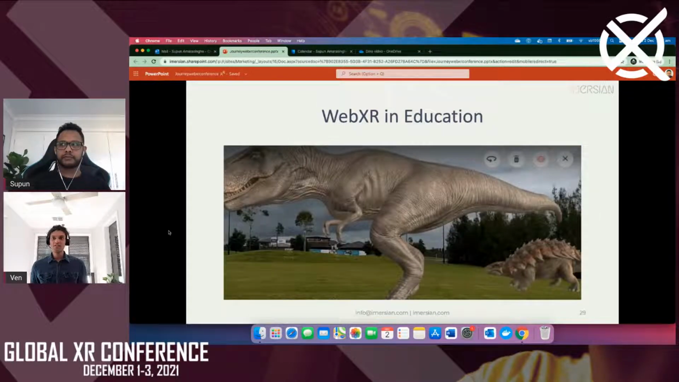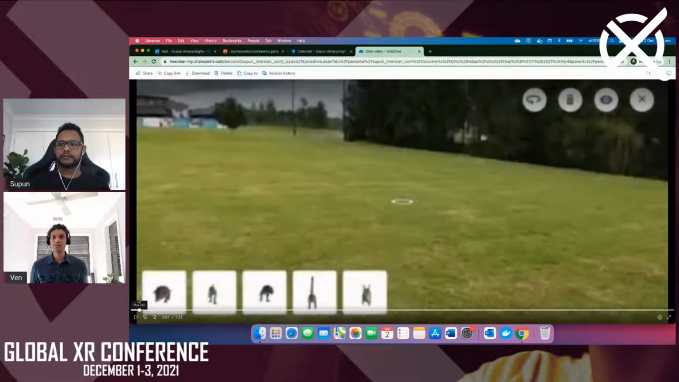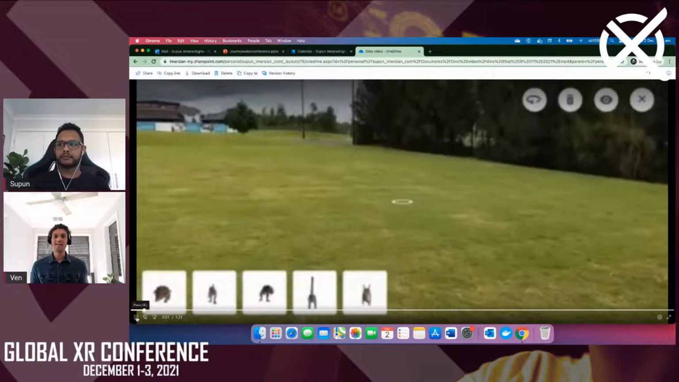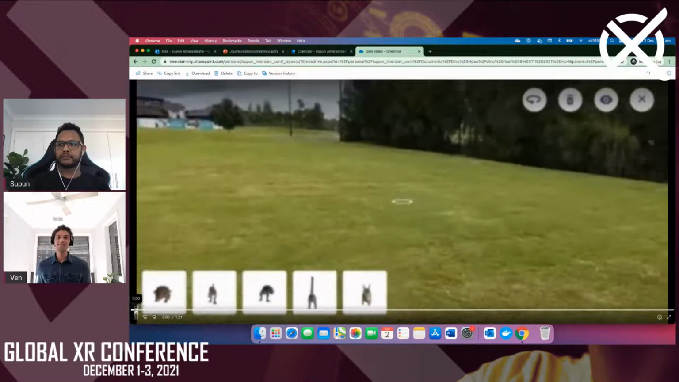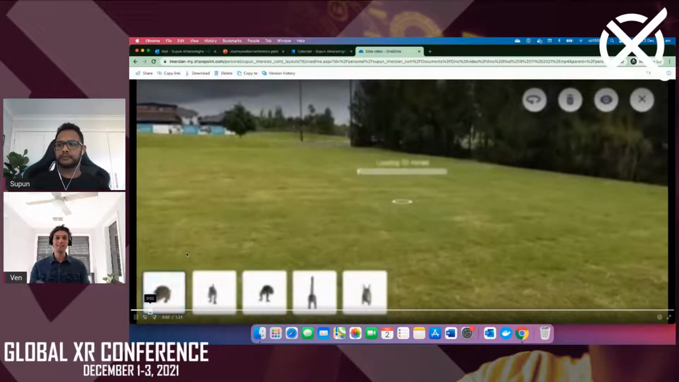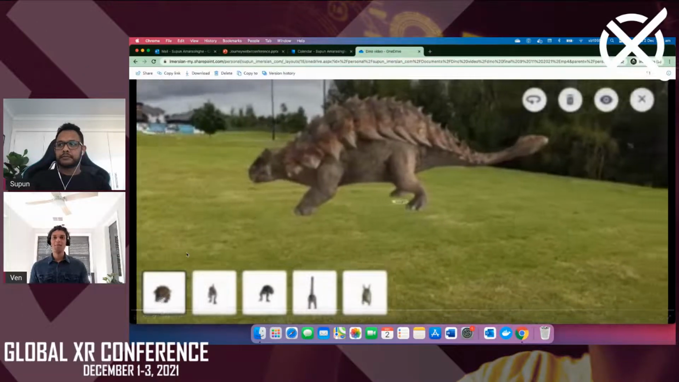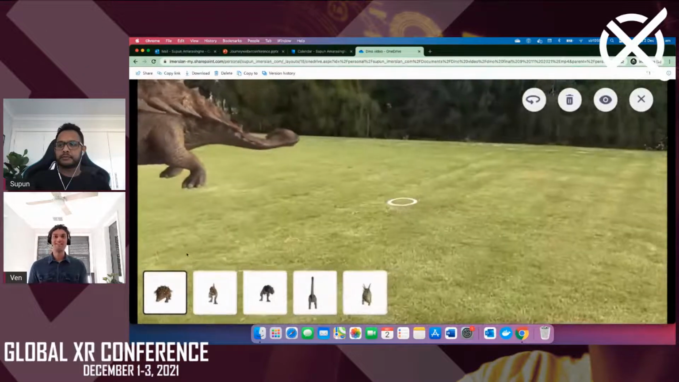Beyond that, we're also quite fascinated with WebXR in education. Supun might play a video soon which demonstrates an animated dino park where he used it to explain to his kids how dinosaurs potentially existed.